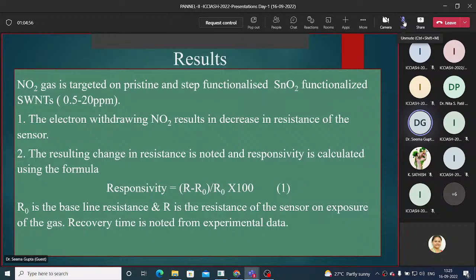So nitrogen dioxide gas has been targeted on pristine and functionalized SnO2. The electron-withdrawing nitrogen dioxide results in a decrease in the resistance of the sensor, and we have calculated the responsivity from the formula written here. R0 is the baseline resistance and R is the resistance of the sensor on exposure to the gas. Recovery time has been noted from the experimental data.